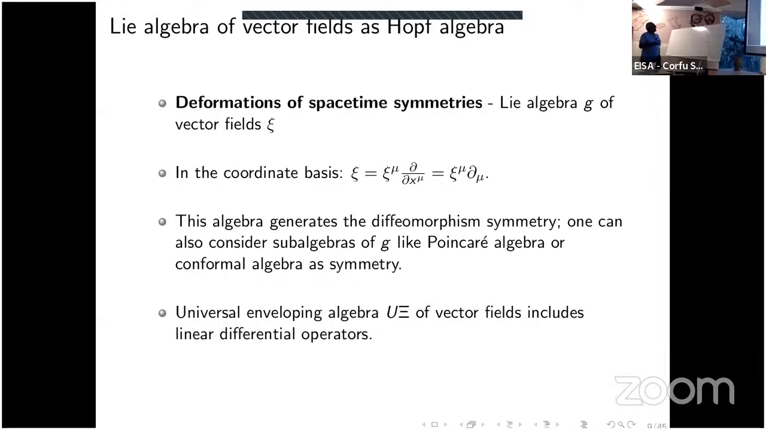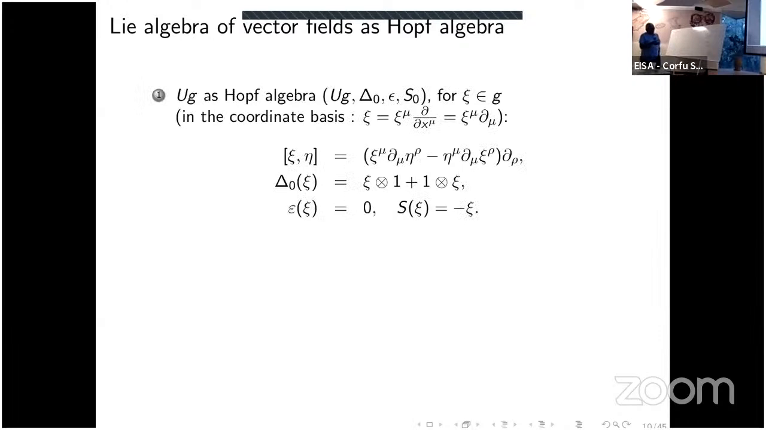So first of all we have to organize the Hopf algebra structure, and this is done in the standard way. So we have the algebra structure. We have the coproduct, which is primitive just on the generators, on the vector fields, but it's more complicated on polynomial expressions. And again, the counit and antipode are easy because, being algebra homomorphisms, it is enough to define them on generators of the algebra.